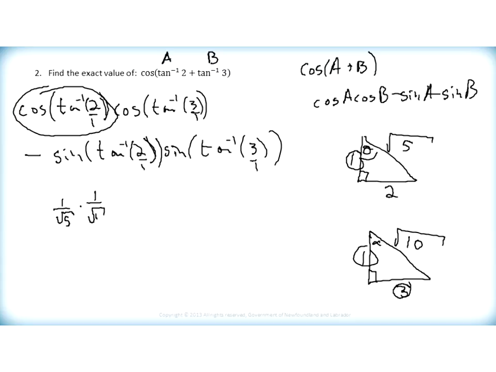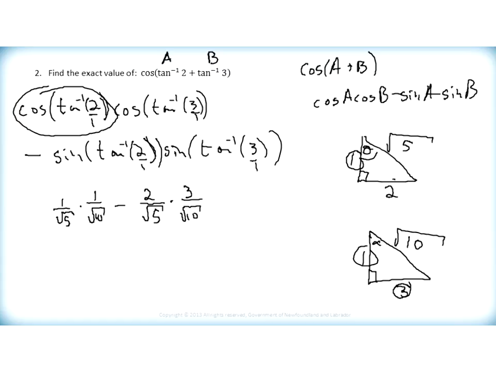Okay, so we're getting somewhere now. And then I have to subtract. The sine of the angle with the 2 on the triangle is going to be 2 over root 5. 2 over square root 5. And the sine of the angle that has the 3 on its triangle is going to be 3 over square root 10. So that's multiplied by 3 over square root 10.